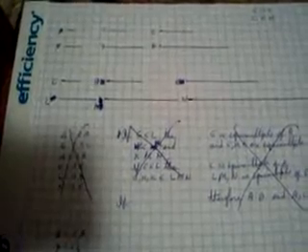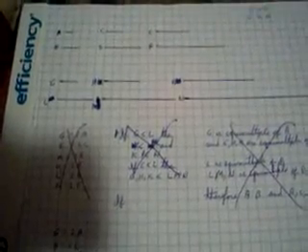This is Euclid Book 5, proposition number 12. And in this one it says, if any number of magnitudes be proportional, as one of the antecedents is to one of the consequents, so will all the antecedents be to all the consequents. Now then, let's get to this.